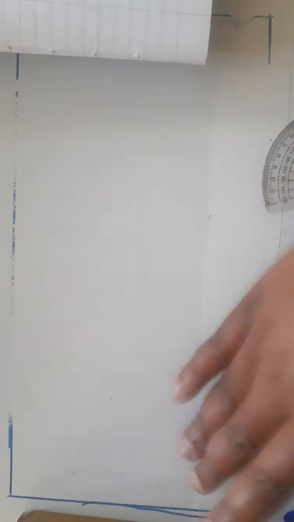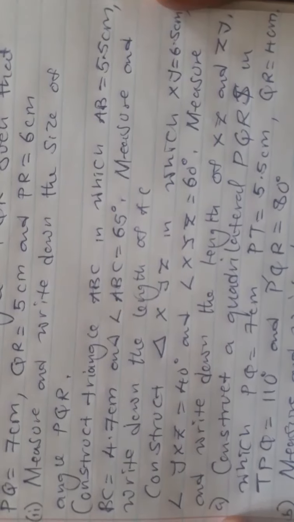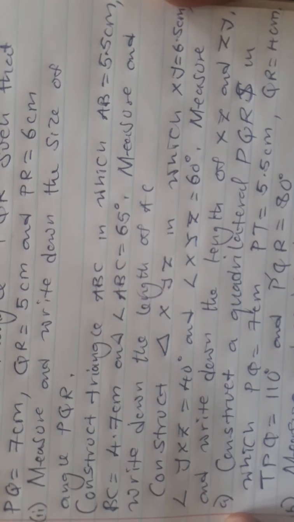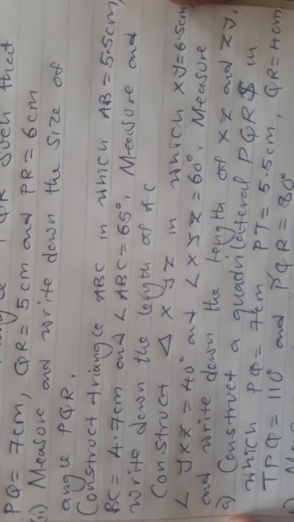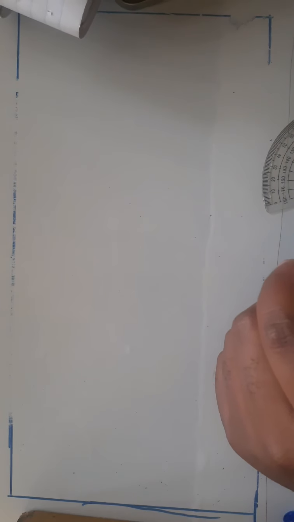I've misplaced my duster. Okay, so let's go to the second question. The second question says, construct triangle ABC in which AB is 5.5, BC is 4.7, and angle ABC is 65. Measure and write down the length of AC. So here we need to construct triangle ABC in which the base AB is 5.5.